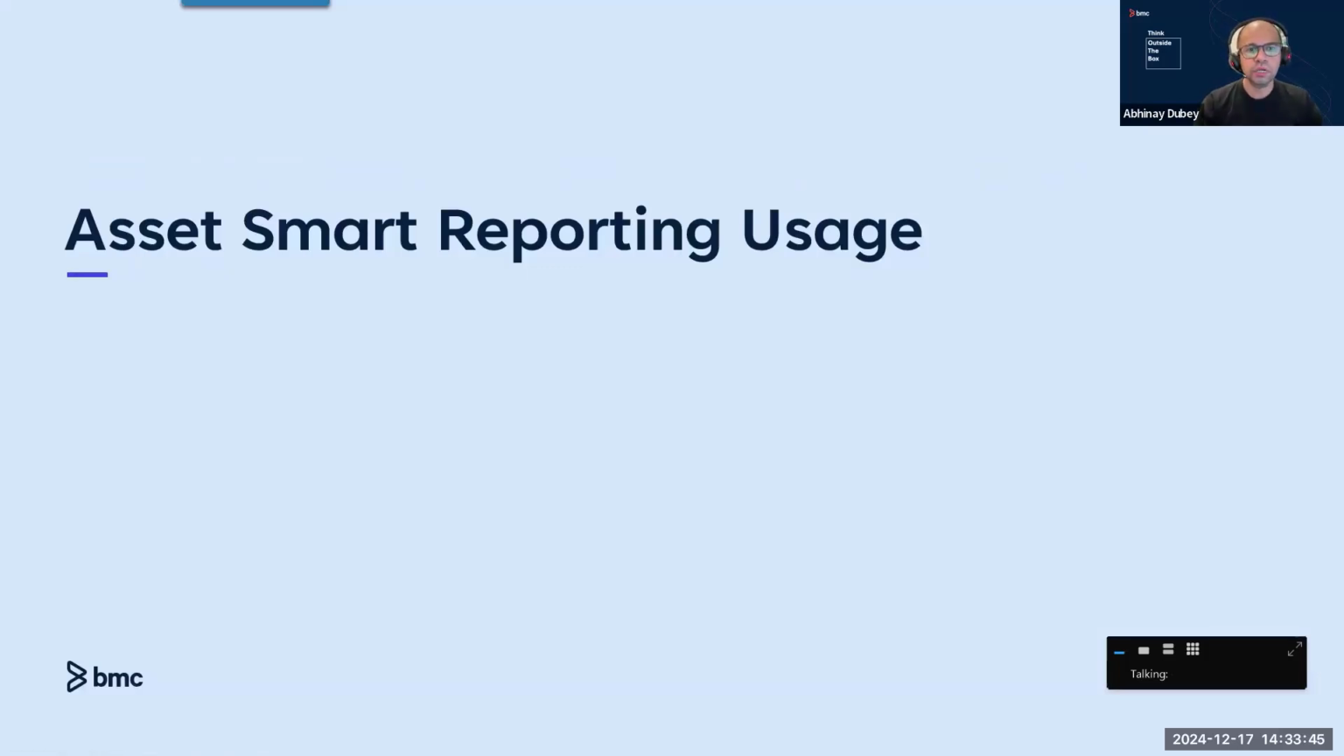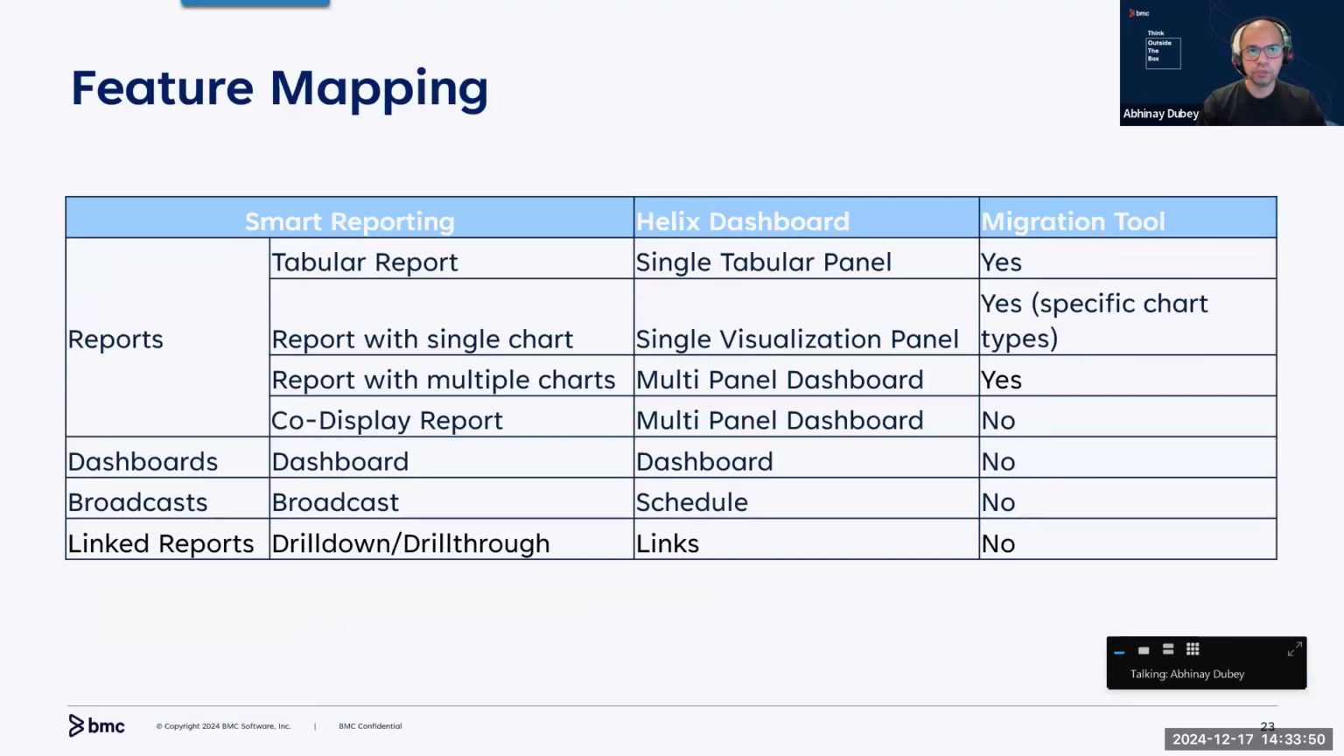So let's talk about assessment of smart reporting, how we are using the smart reporting. And the first thing that we need to understand is how the two platforms, how the two products are similar or different. So we have listed 4 object types over here. There are many more where we can do a comparison, but for the purpose of migration effort, these are the 4 that we need to look at more closely.